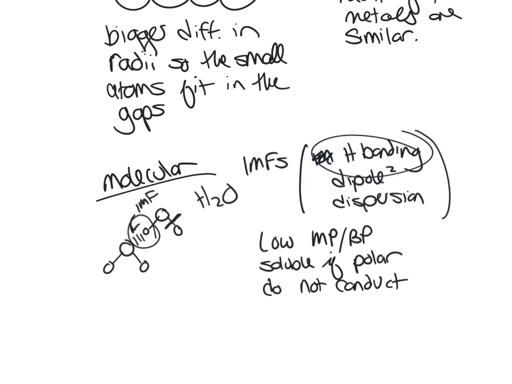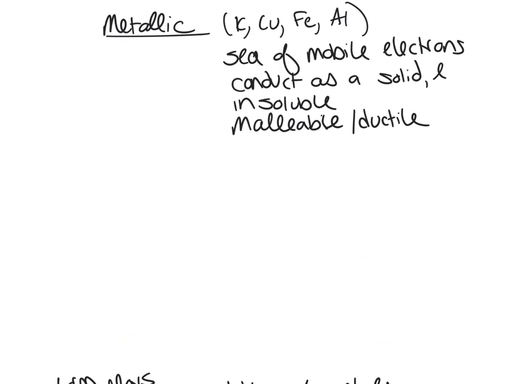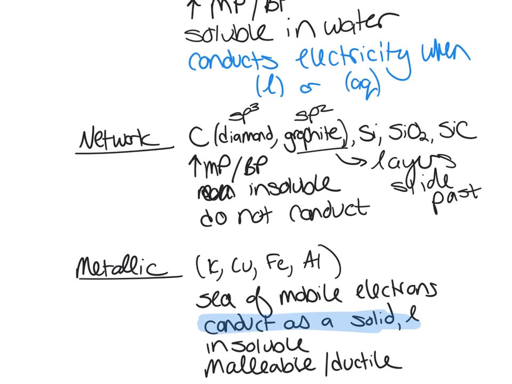So how do you know, right? If I give you some properties, how will you know it's molecular? The low melting point, boiling point is what gives it away. Okay. How will you know it's metallic? Because it conducts as a solid. That's what sets that one apart. Okay. And how will you know it's network? Because you have none of those things, right? You have a high melting and boiling point that doesn't dissolve and doesn't conduct. That's how you'll know it's network based on the properties alone.